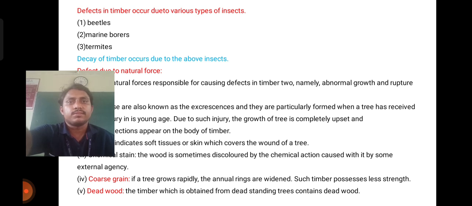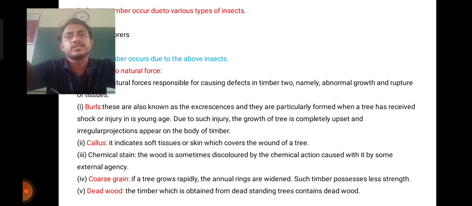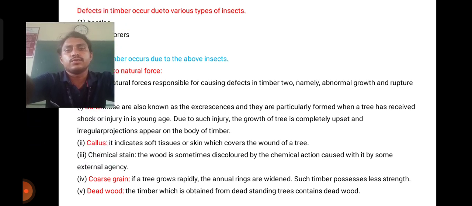Beetles or termites create holes in the timber structures. When holes are created, the timber automatically loses its strength and the component fails. So this is also one of the reasons. The first reason is fungi attacking the timber structures. The second reason is insects attacking the timber structures, which means beetles and termites. And not only these two, there are also natural forces.